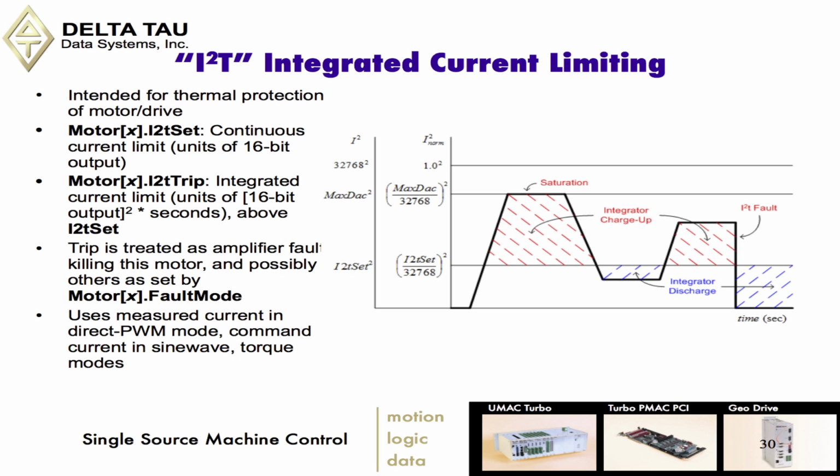Now there's an important distinction here. If you're set up in direct PWM mode where PMAC is doing the current loop control, then the values used in integrated current limiting, I squared T, are the actual values read from the current sensors. If you're not doing direct PWM mode with current feedback, then it's the commanded current that's used.